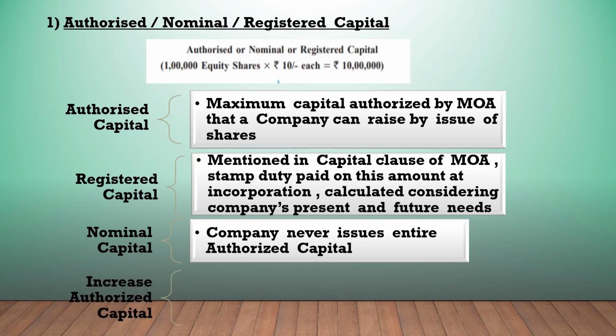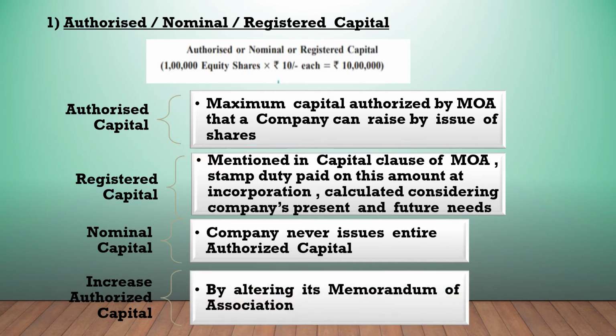Lastly, if the company wants to increase the amount of authorized capital, then it can do so by altering its Memorandum of Association. So, it is for this reason that it has 3 different names, that is authorized, nominal and registered capital. Let us now move towards the second type, that is issued and unissued capital.